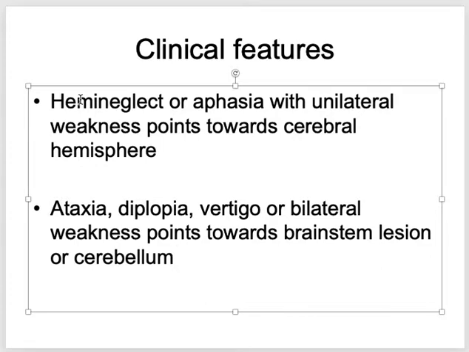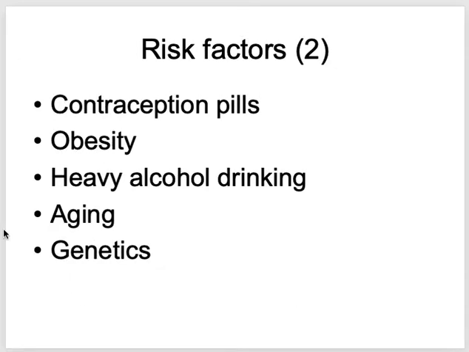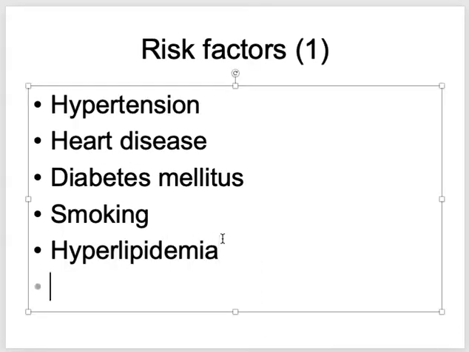So simply we take the history, not just about the onset and everything. We check the risk factors also such as hypertension, heart disease, diabetes mellitus, smoking, hyperlipidemias, family history, contraceptive pills, obesity, heavy alcohol drinking, aging, genetics, family history as well.